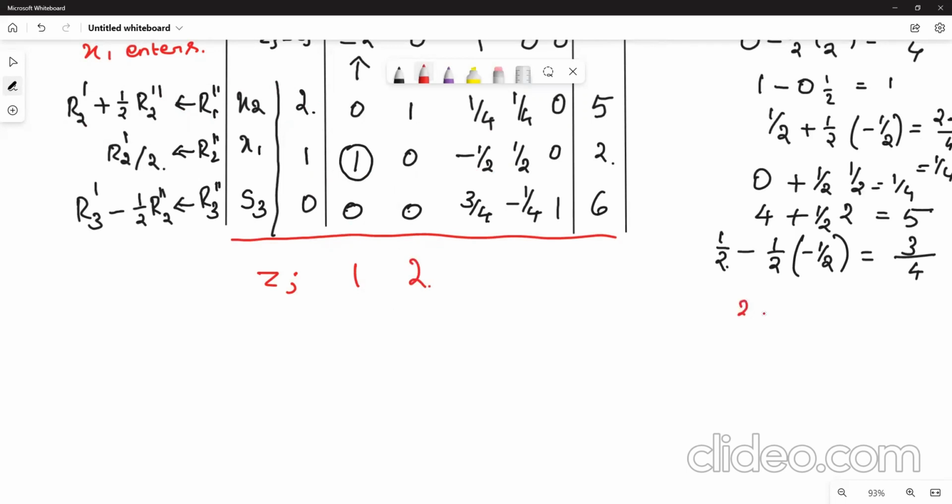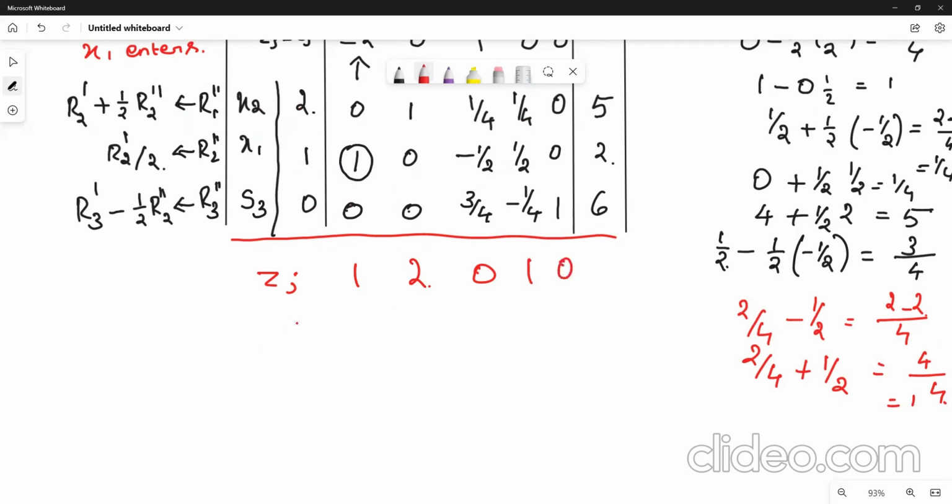So the operation is 2 by 4 minus 1 by 2. Taking 4 as LCM, 2 minus 2 by 4. That is 0. Next, 2 into 1 by 4 plus 1 into 1 by 2, so 2 by 4 plus 1 by 2, which, taking 4 as LCM, is 4 by 4, that is 1. The last one is 2 into 0 plus 1 into 0 plus 0 into 1, that is 0.